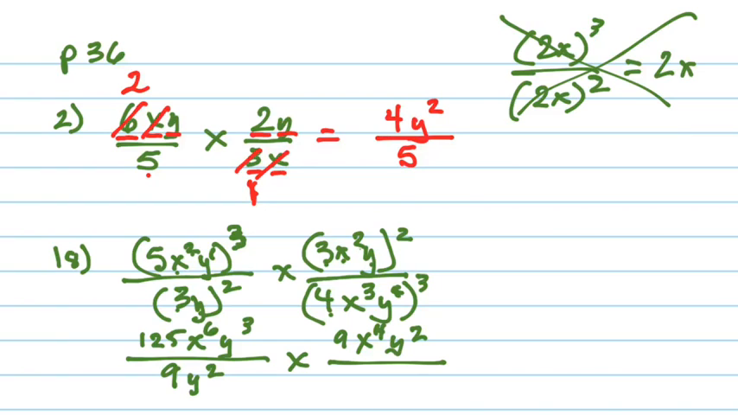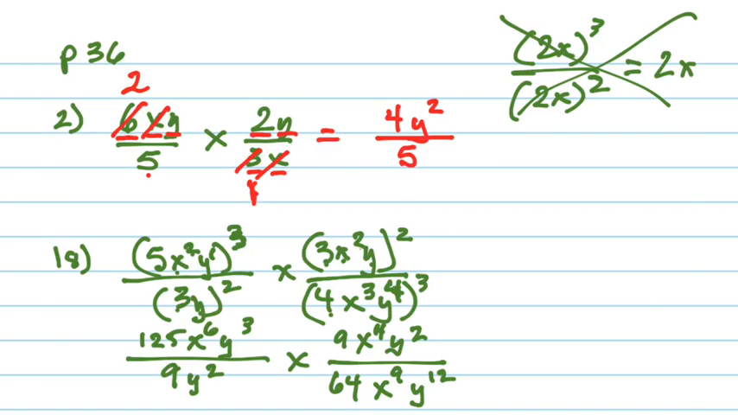4 to the third is 64. X to the third raised to the third is x to the 9. And finally, y to the fourth, raised to the third. Y to the 4 times 3 is y to the 12th. Okay? And again, I had to expand it because the numbers were not the same.